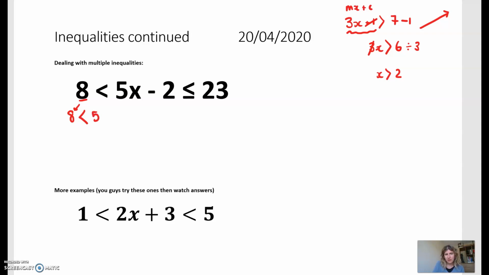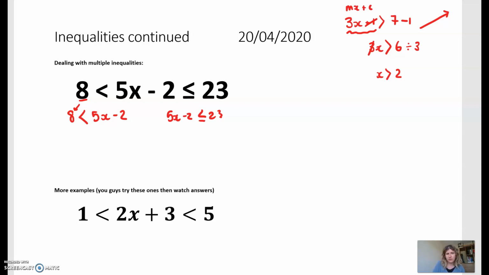and then we keep the inequality sign the same, and then we've got 5x minus 2. So that's where 8 is less than 5x minus 2. Then we look at the other side, and we've got 5x minus 2 less than or equal to 23. So we just split it up into two separate equations. Right, now we can solve both of them.